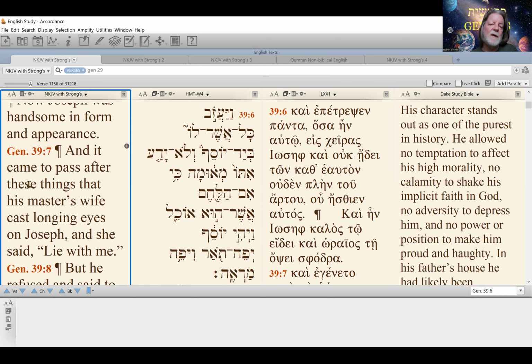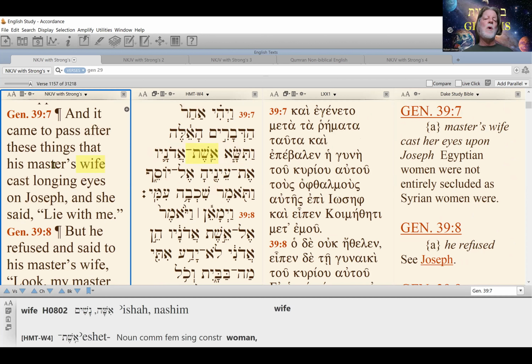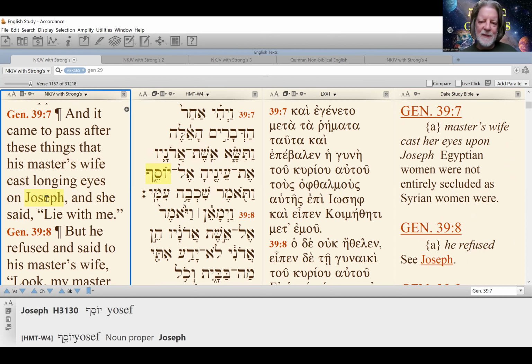Now, verse 7. It came to pass after these things that his master's wife, Potiphar's wife, cast longing eyes on Yosef. The Hebrew just says, vatisa eshet adonav et eineha el Yosef, she lifted up her eyes. But the New King James says she cast longing eyes on Joseph, which is taking a little bit of liberty, but I think it's accurate.